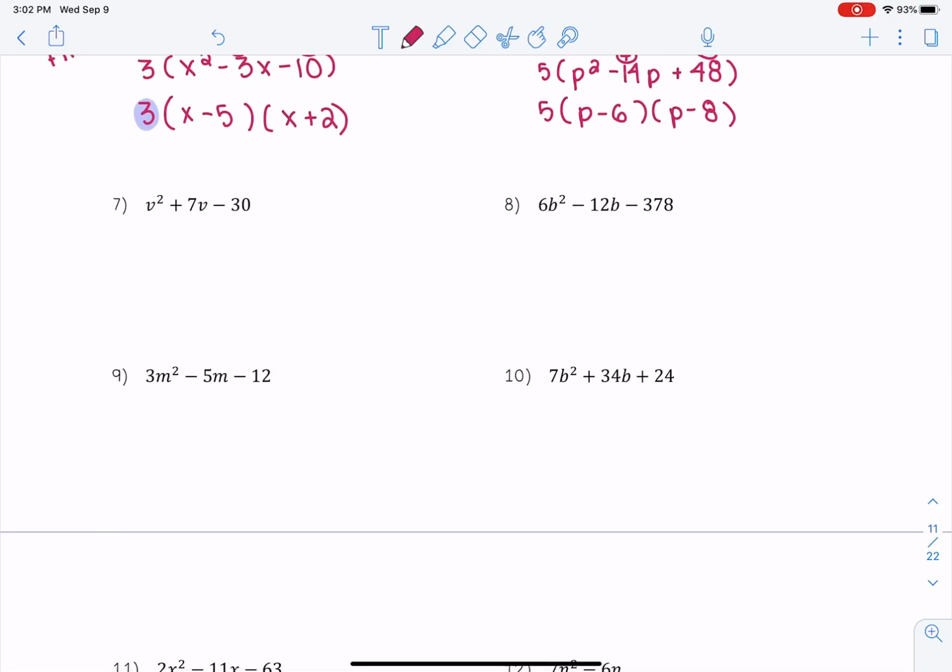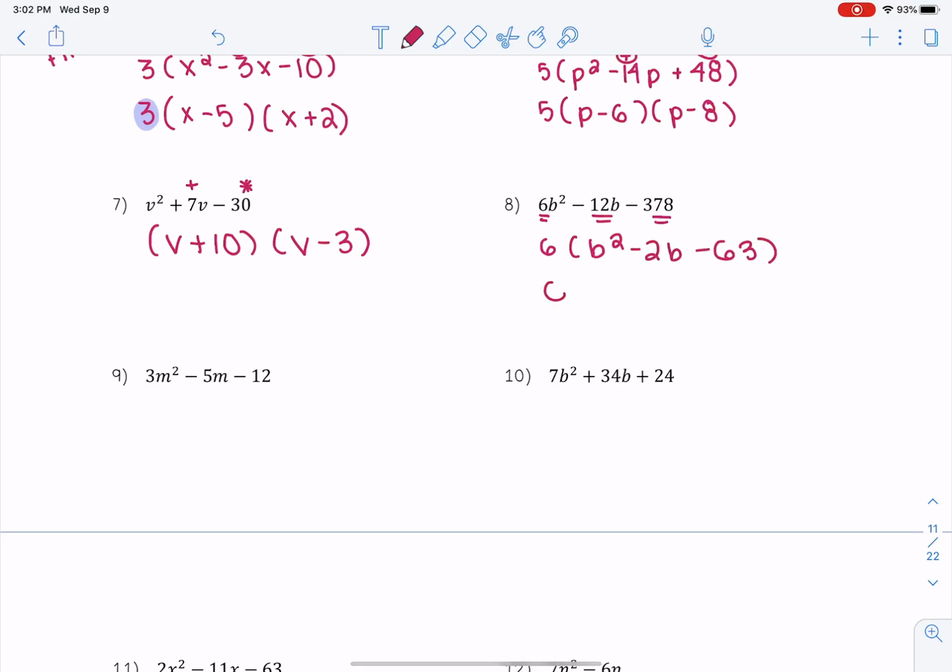My next problem, a is already 1 again, so I can just say, well, what multiplies to 30 and adds to positive 7? In this case, it's positive 10 and negative 3. My next one, a isn't 1, so let's hope maybe a goes into those. Luckily, it does. And now I'll factor. Multiplies to negative 63, adds to negative 2. That's going to be a b minus 9 and a b plus 7.